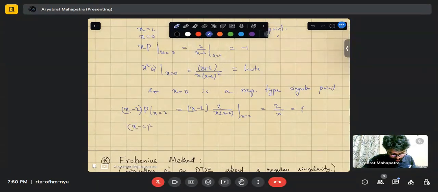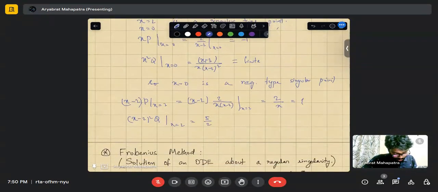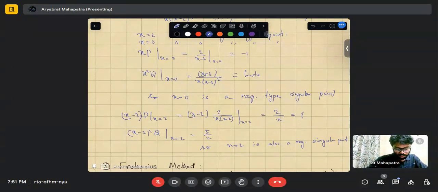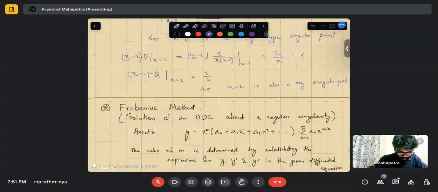X minus 2 square q also, you will check the same way. You will find that this will be also something like 5 by 2. So that's why here x equals 2 is also a regular singular point. So you have two regular singular points. In any one of the cases, if you find that it is giving you infinity, then that would be an irregular singular point. But here that is not the case.